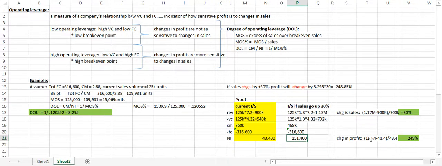That change in profit, if you were to compute it, 151 minus 43.4 divided by the original amount is 249%, as the degree of operating leverage would have indicated. And here I just illustrate how sales went up 30%. So that's how we can use the degree of operating leverage. If we know a change in sales, then we can compute a change in net income.